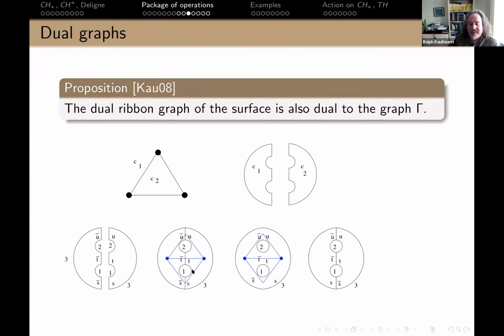And then it's kind of nice that I can look at the ribbon graph that's dual to the surface, and this actually goes exactly to this picture of what you were saying. So this is the standard ribbon graph that you would see. So this is not the standard ribbon graph. The dual graph is the standard ribbon graph. Okay.